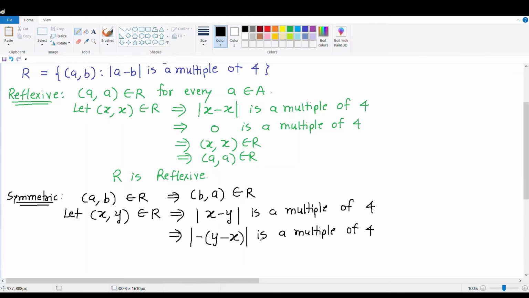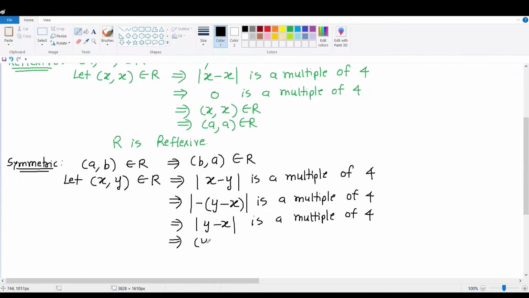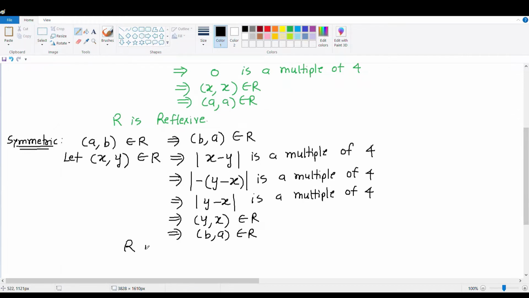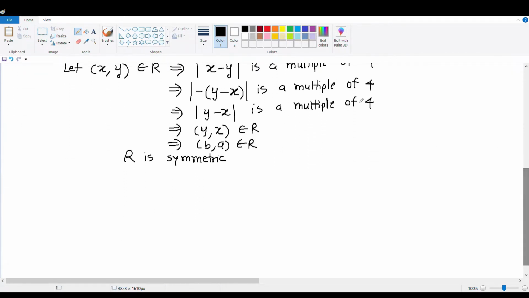The mod of negative of y minus x is going to be y minus x, or I can even write it this way, a multiple of 4. This means (y, x) belongs to R, and that means (b, a) belongs to R, and hence R is symmetric. We are supposed to show that this is an equivalence relation, so we need to show that it is transitive as well. So now we are going to start working on transitive.